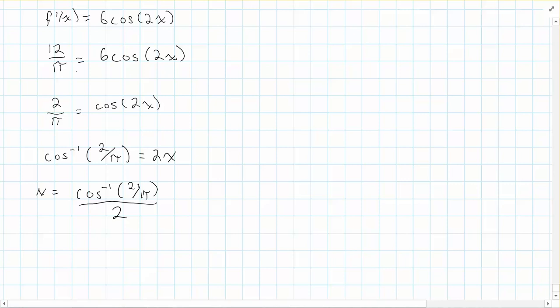I'm in the wrong mode. Make sure you're in radians when you're doing these. I just was in degrees. And I get that this is approximately 0.440.